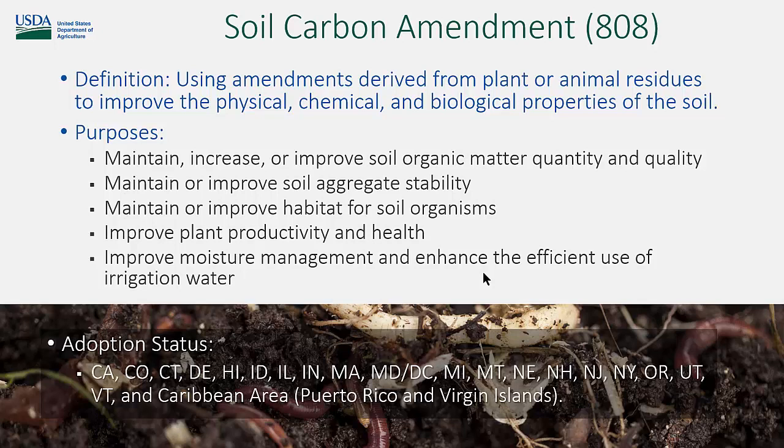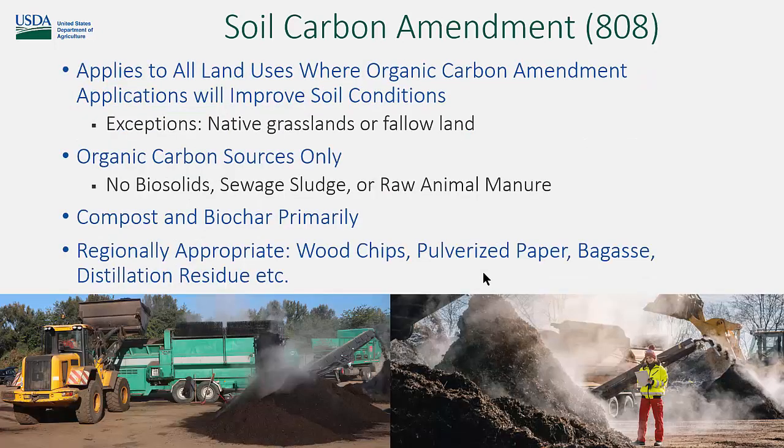And so I talked about this before. We want it to be organic carbon sources. The idea here is that it really applies to all land uses. So these are all land uses, whether it be cropland, pasture, it could even be forest land, right? Situations where the soil is in need of improvement. And, of course, there are exceptions. We want to make sure it's not applied to native grasslands, right? And with rangeland, we want to make sure that the plant community dynamics are not negatively impacted by the application of a material. So we've got to be careful there for sure.